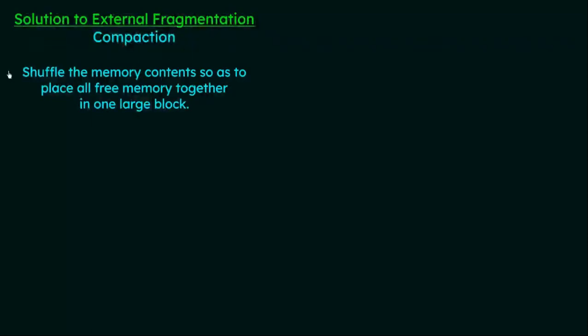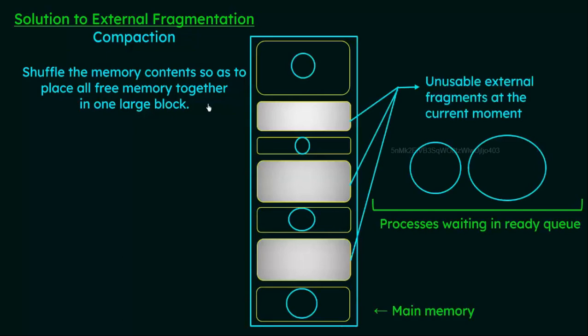Compaction means shuffle the memory contents so as to place all free memory together in one large block. In the previous example that we took for external fragmentation, we saw that there are free memory locations in between the other blocks, and they were not usable because they are not contiguous. And we know that if they are contiguous, we are able to merge them into one and make use of them. So in compaction, we'll shuffle those memory blocks so that the free ones all come together as one single block, and we can merge them and make use of them. So let's take this example again.